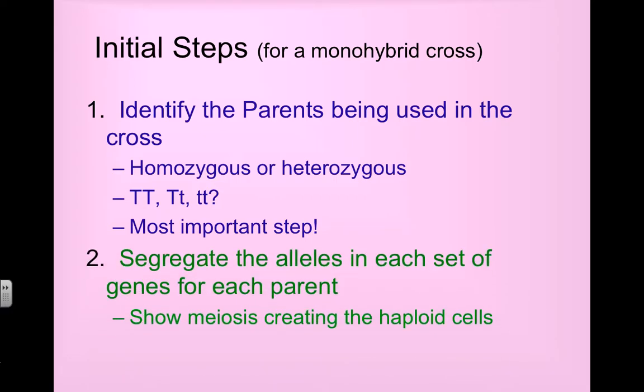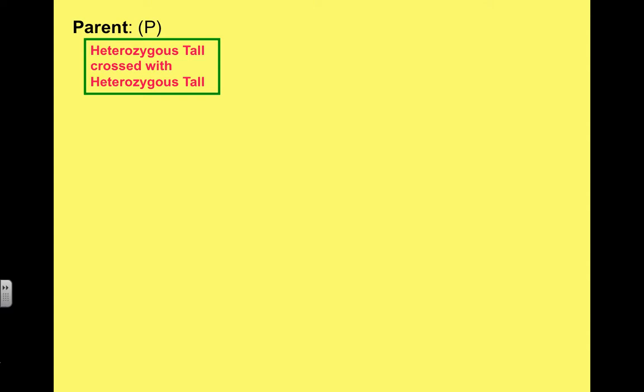And then two, we have to do a process called segregation of the alleles. Basically segregation will show meiosis happening. You're going to go from a diploid cell to a haploid cell to show the creation of a gamete, like we talked about during meiosis. So let's start putting this into action. My question for you today is, we want to cross a heterozygous tall parent with a heterozygous tall parent. We're going to look at pea plants, much like Gregor Mendel did. So both plants this time have the same trait, which is heterozygous tall.